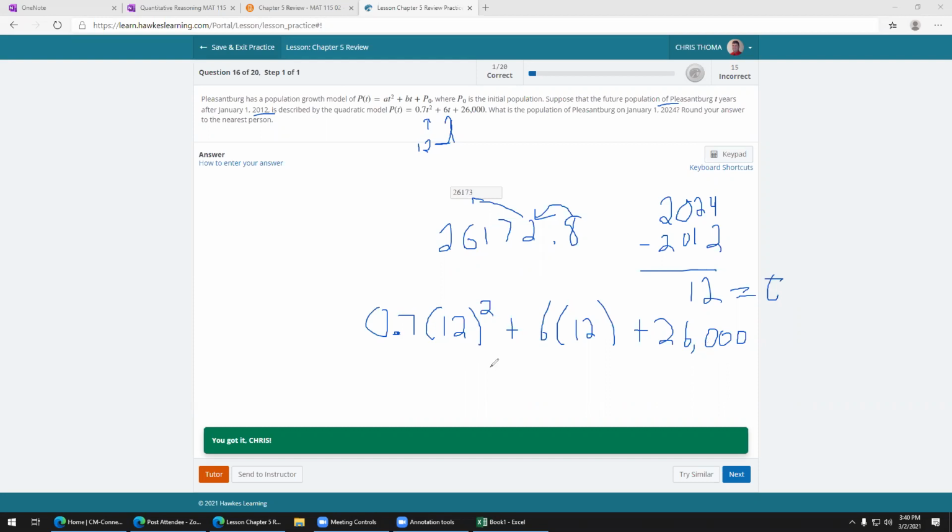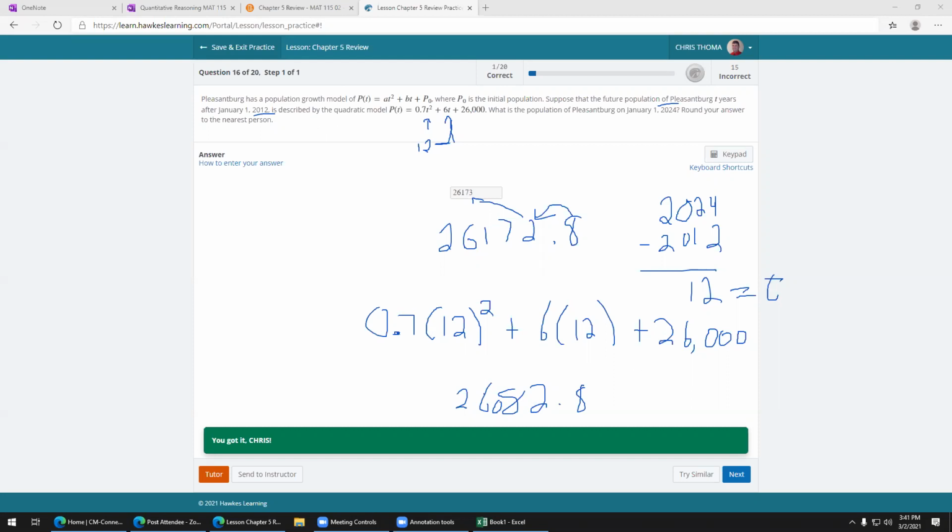Did you do it all at once or did you do it in pieces? I did it all at once. I have the Casio. Okay, so you put in 0.7 times 12 squared plus 6 times 12 plus 26,000. You got what? You know what? I think I put my squared into the parentheses with the 12 instead of outside of it. That should not matter, but you can try it to see. And sometimes I get 26,082.08.